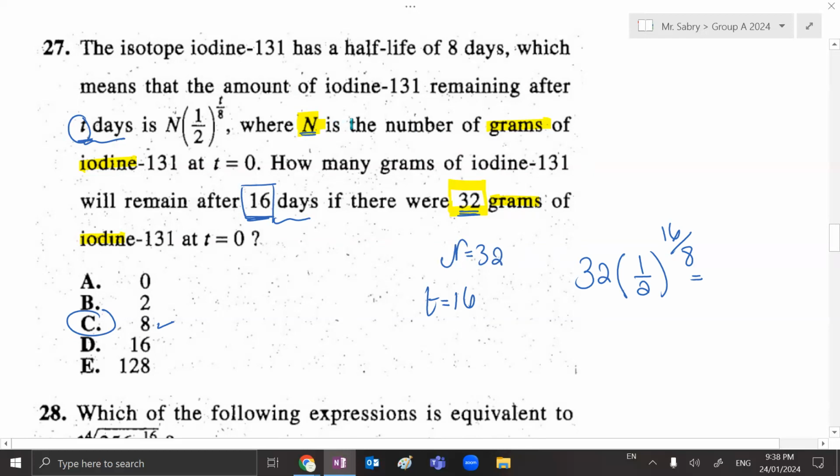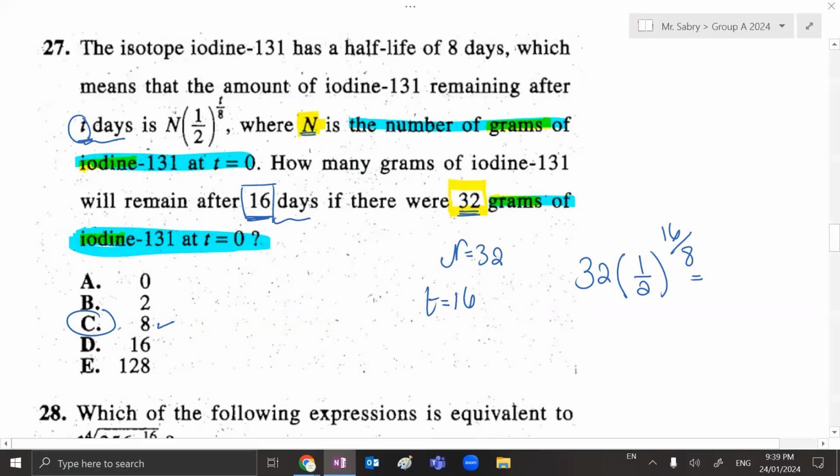After the n, it's all of this, it's the number of grams of iodine at T equals 0, entirely all of it together. So when we say, for example, 32 grams of iodine-131 at T equals 0 again, it's exactly the same sentence. So the n is surely 32 without thinking of the T at all.